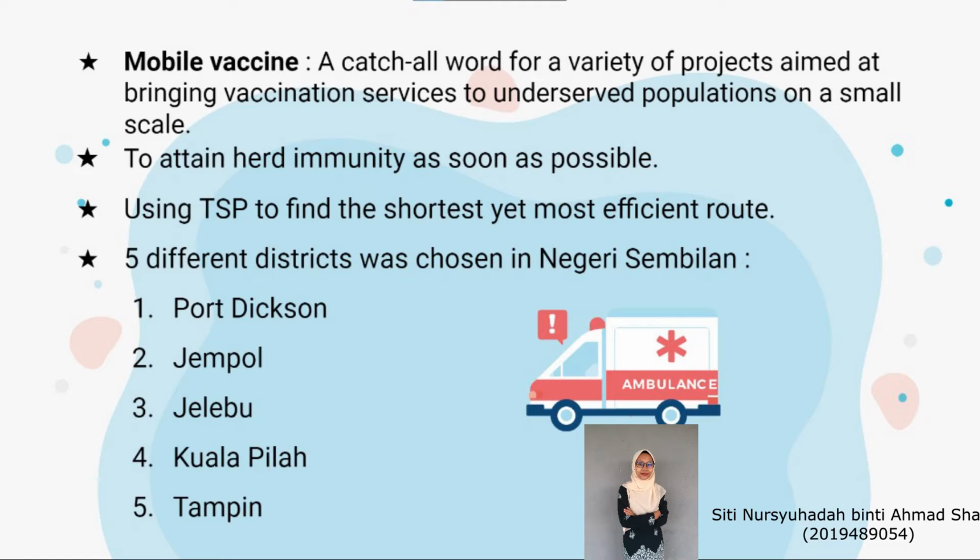We are using the traveling salesperson problem to find the shortest yet most efficient route. So, 5 different districts were chosen in Negeri Sembilan, which are Port Dickson, Jempol, Jelebu, Kuala Pilah, and Tampin.